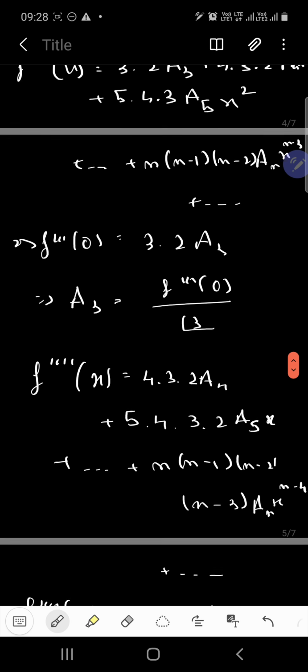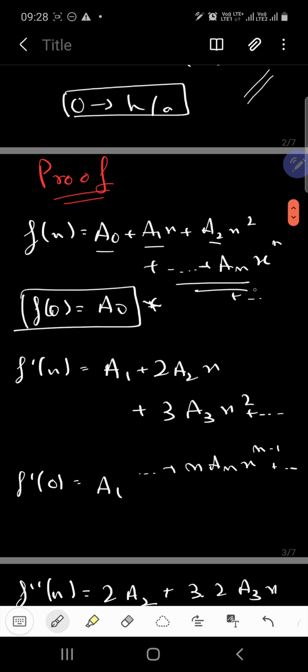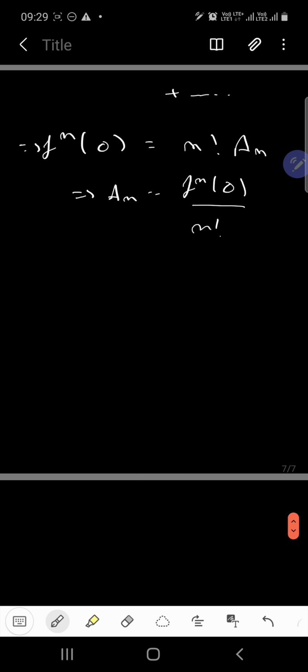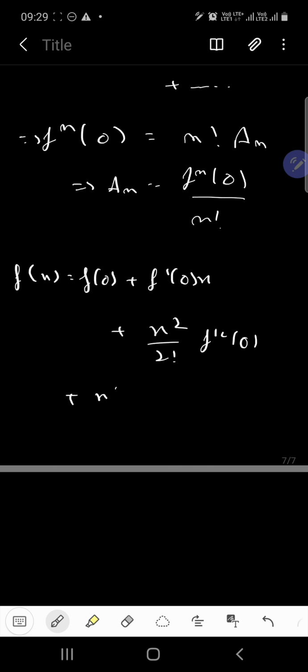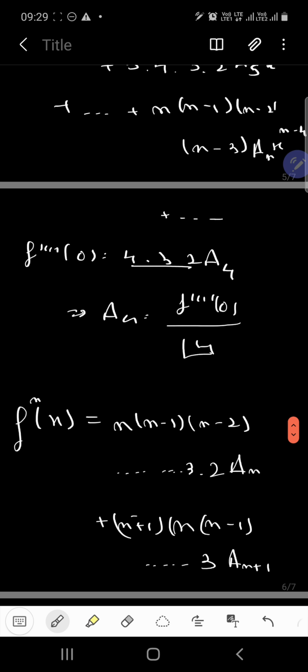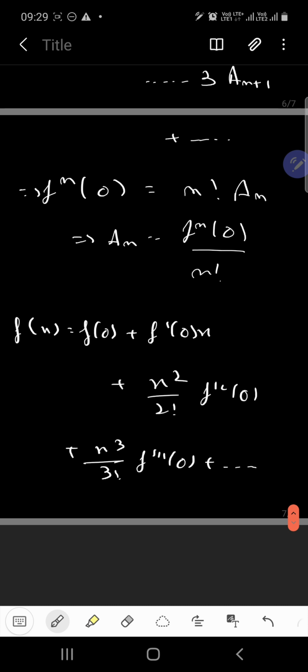So now if you put these values of the coefficients in the arbitrary equation which we had initially considered, then you will easily get f x as f0 plus f dash 0 x plus x square over 2 factorial f double dash 0 plus x cube over 3 factorial f triple dash 0, and so on, right? Your a3 was this, and there you had x cube, so x cube is intact.